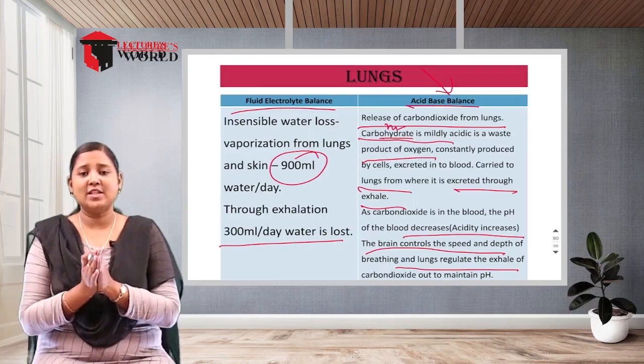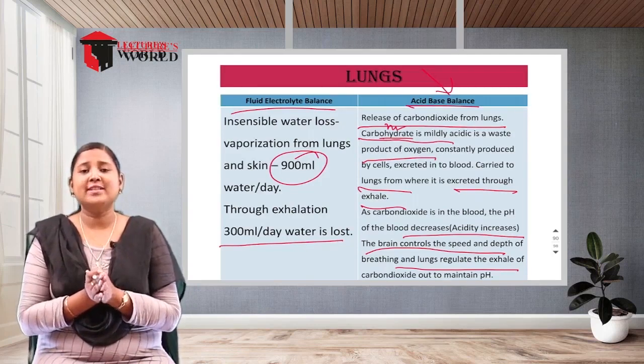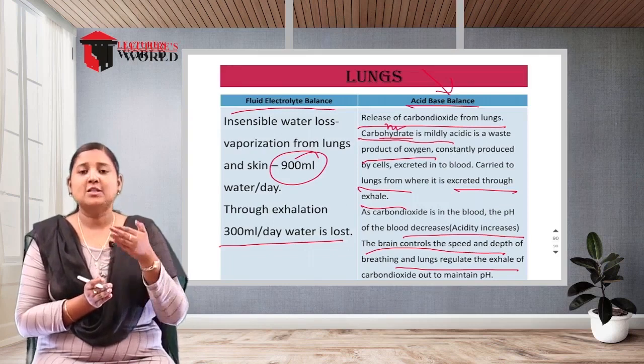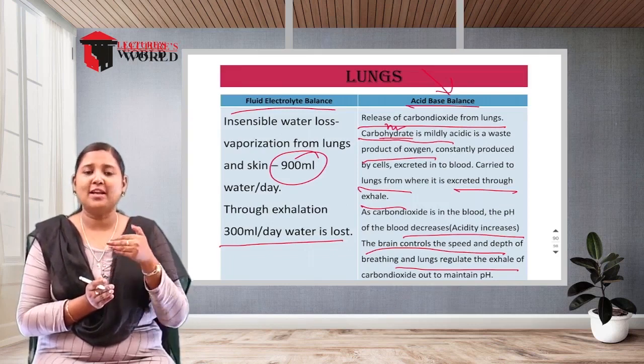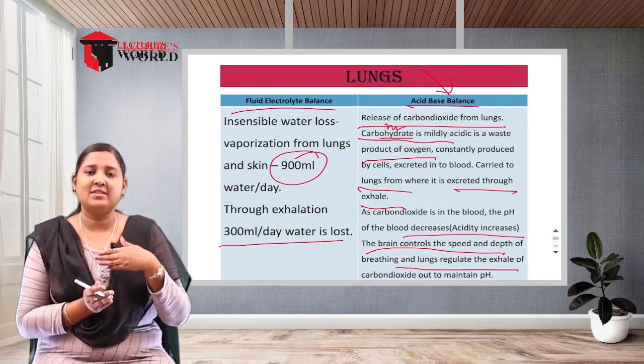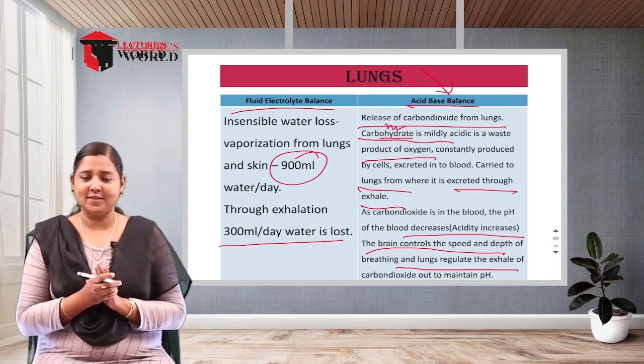Carbon dioxide is a waste product which comes from oxygen inhalation, and this carbon dioxide is slightly acidic, and is present in the blood. When this increases in the blood, blood acidity increases. So it will give information to the brain, and the brain will give information to the lungs. So the deeper exhalation happens, and thereby carbon dioxide is exhaled outside and acid-base balance will be maintained.